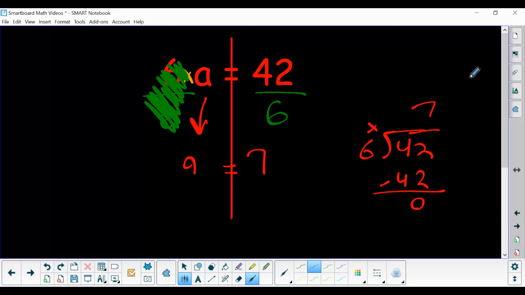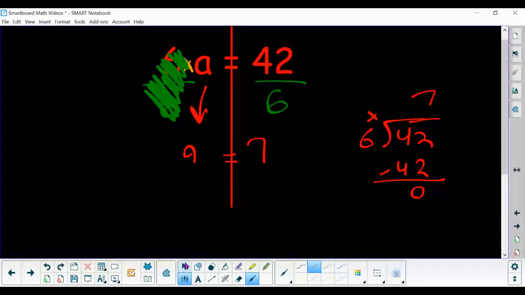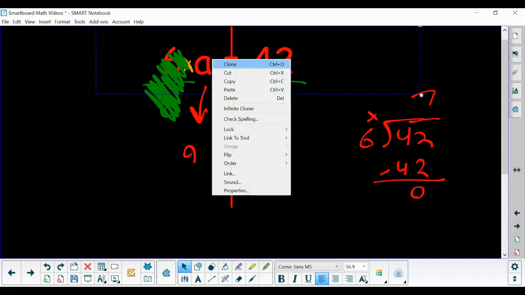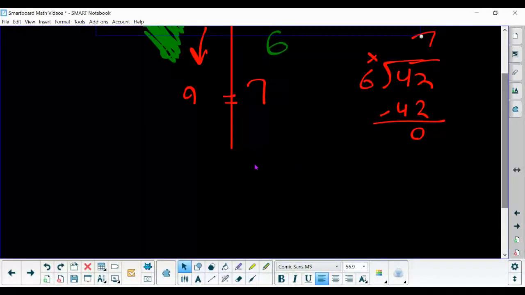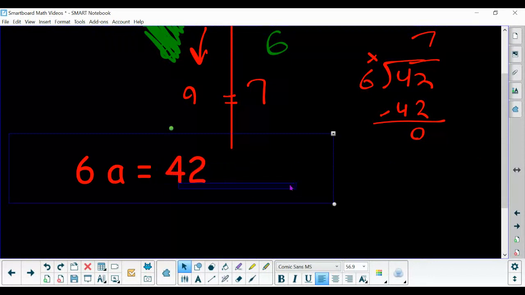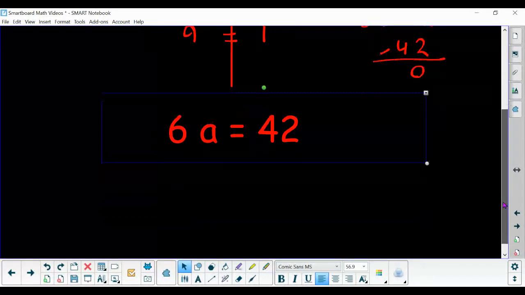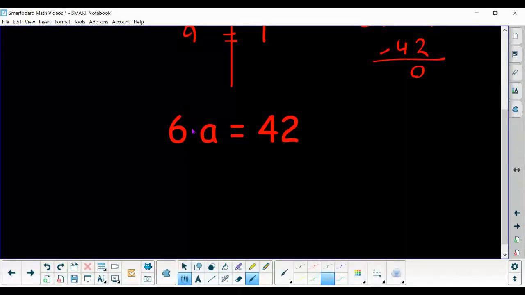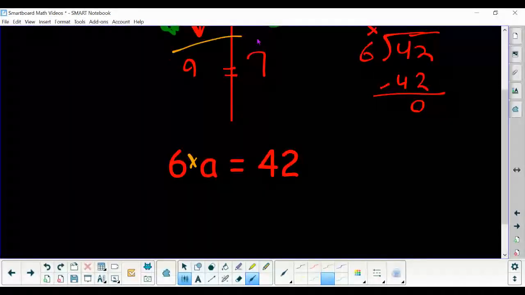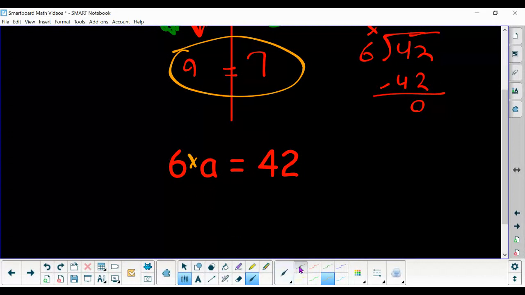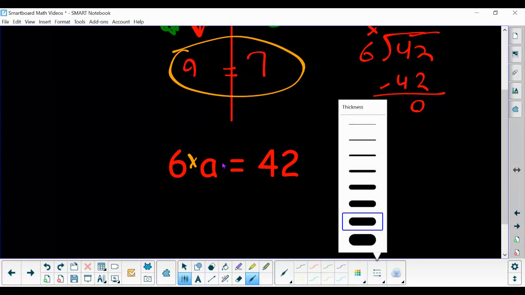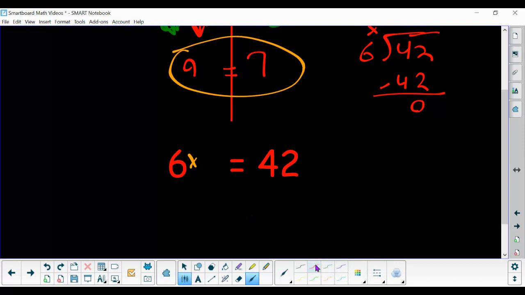There we go. Again, you can check your answer, just like before, by substituting. So let's substitute. Let's see if it does come out to the same number on both sides. Again, 6a means 6 times a. I'm going to replace a with the answer that I got before. I'm going to replace it with 7. And we all know that 6 times 7 gives us 42. It comes out the same on both sides, so I did it correctly.